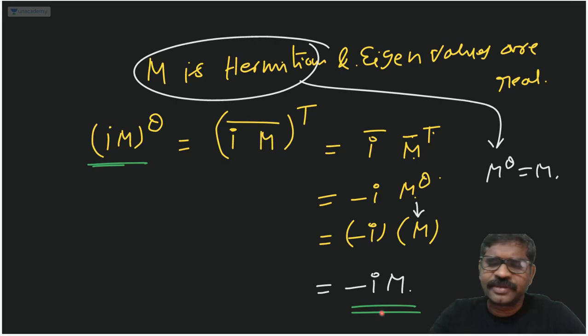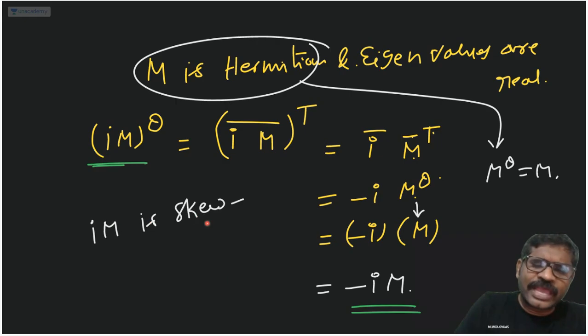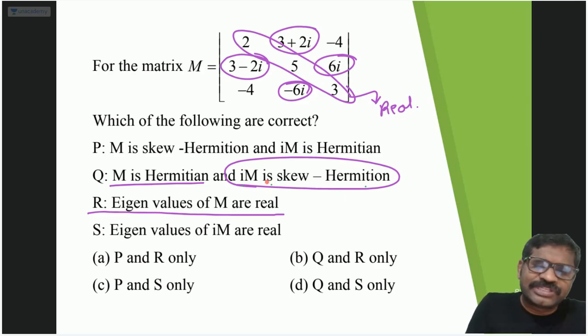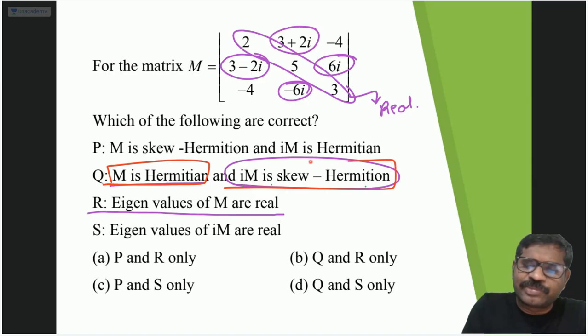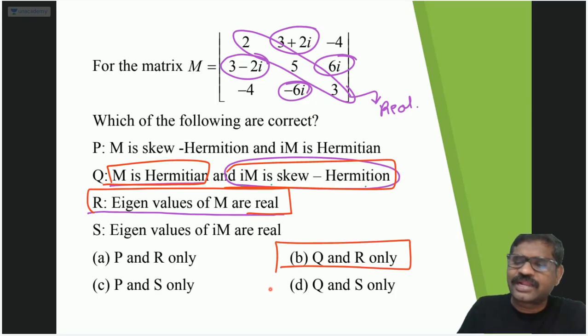Observe here. Am I audible? Now iM power theta equals minus iM. Therefore, iM is skew Hermitian, and therefore M is Hermitian. Eigenvalues of M are real is the correct statement. So Q and R only are correct.